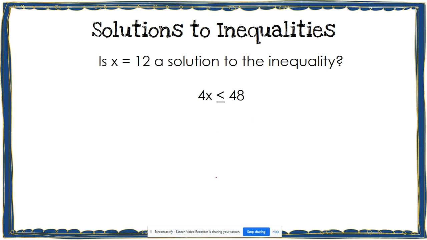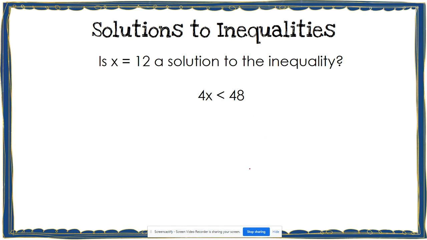Is x equals 12 a solution to the inequality? Well, I can substitute 12 in for x. So this says 4 times x, so I'm going to write 4 times 12 is less than or equal to 48. And then I'm going to solve. 4 times 12 gives me 48. And then I have is less than or equal to 48. Now I ask myself, is 48 less than or equal to 48? Well, I know that 48 is not less than 48, but I know that it is equal to 48, and because this symbol has the equal to sign, then yes, this is a solution.